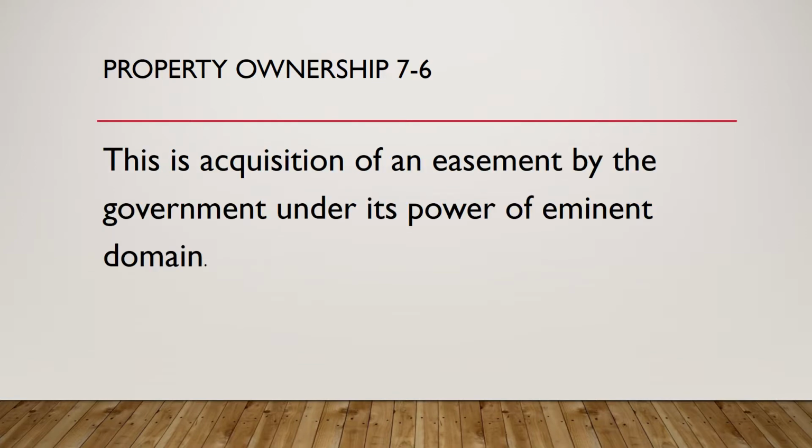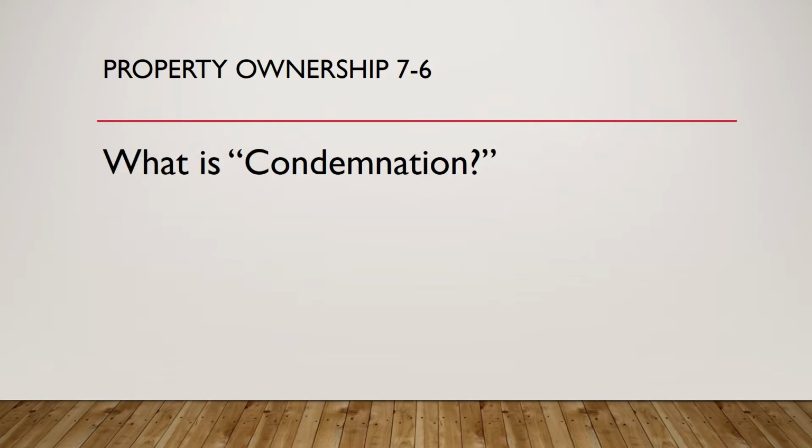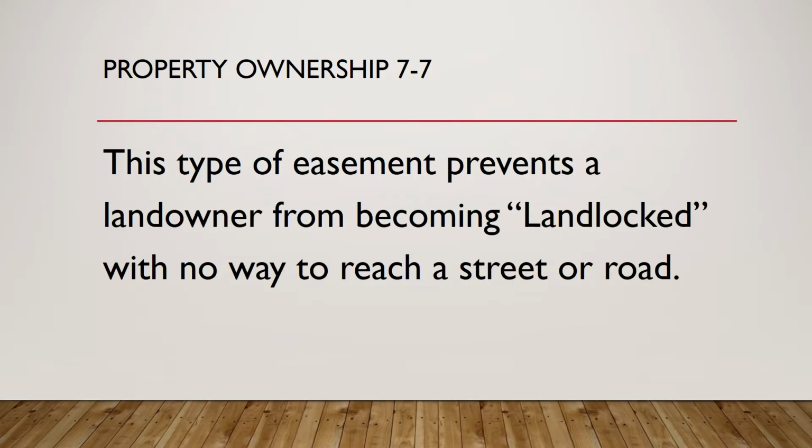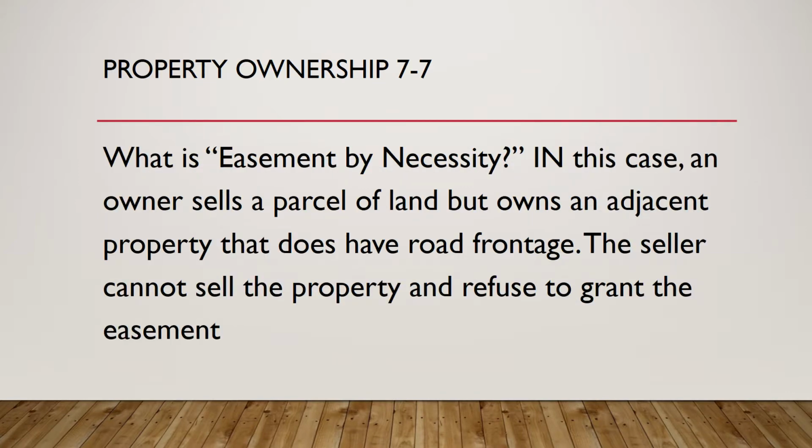Question 6. This is acquisition of an easement by the government under its power of eminent domain. What is condemnation? Question 7. This type of easement prevents a landowner from becoming landlocked with no way to reach a street or road. What is easement by necessity? In this case, an owner sells a parcel of land but owns an adjacent property that doesn't have road frontage. The seller cannot sell the property and refuse to grant the easement.